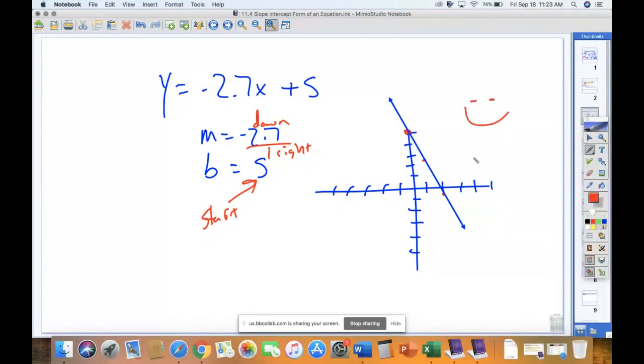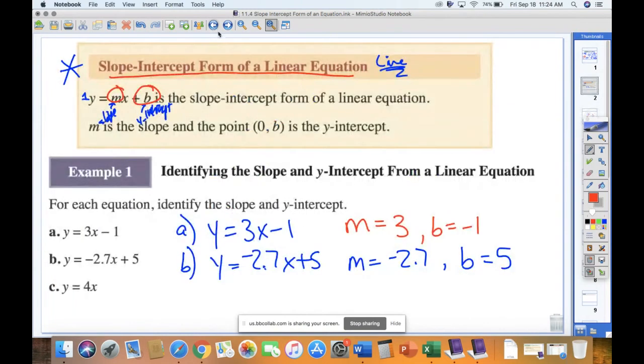Now I can graph something in a minute that might have taken me 5 or 10 minutes before. It's supposed to be more efficient, and it's supposed to have less mistakes. Anytime we can do something faster with less mistakes, that's got to be a good thing, right?